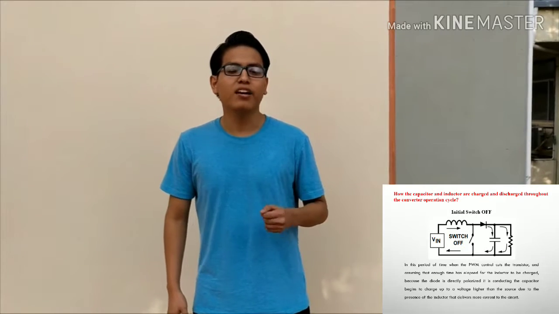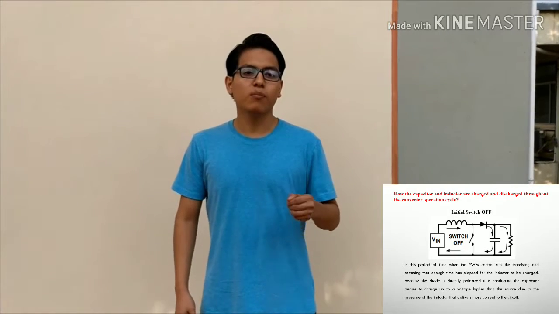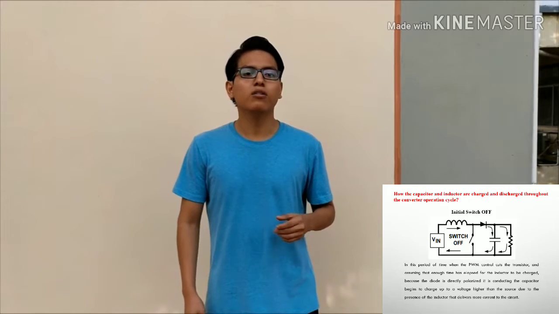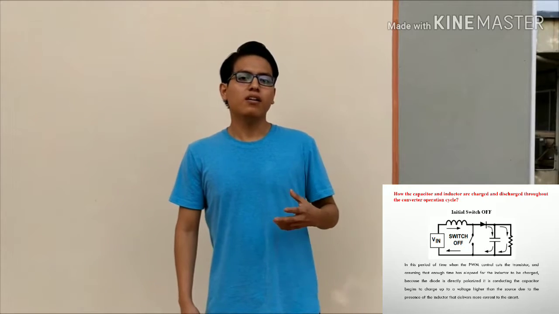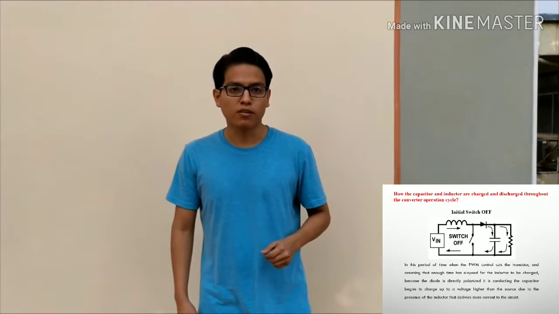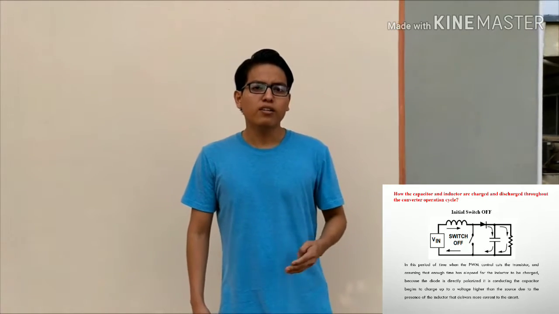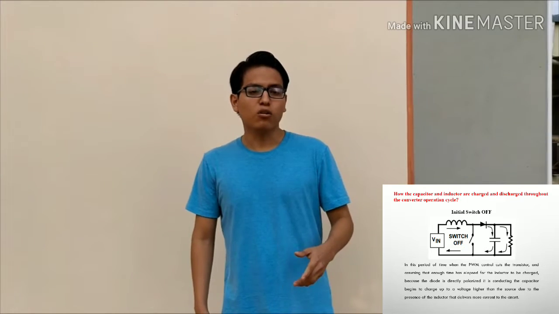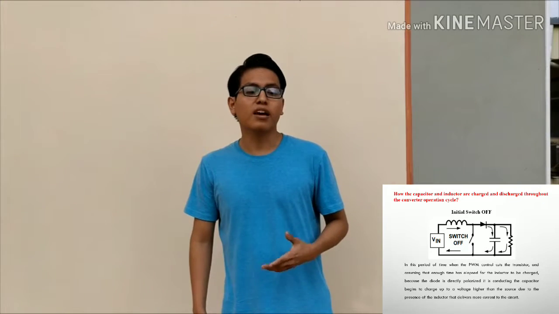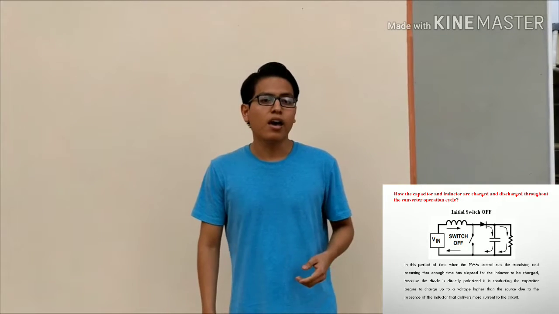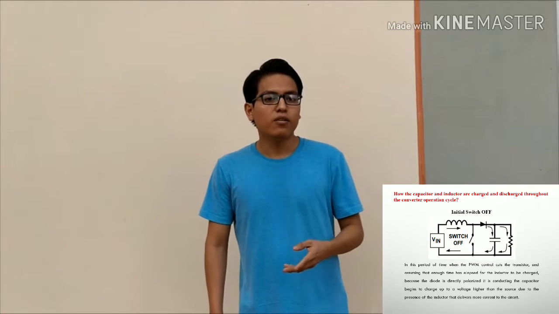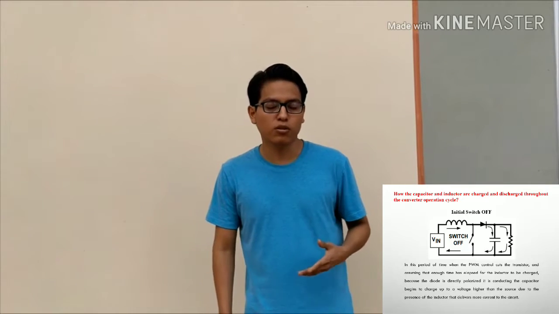Initial switch off. It is variable time when the PWM controls the transistor, and assuming that no time has passed, there is less time for the inductor to be charged. Because the diode is directly polarized, at the contact time the capacitor begins to charge to a voltage higher than the source, due to the presence of the inductor that delivers more current to the circuit.